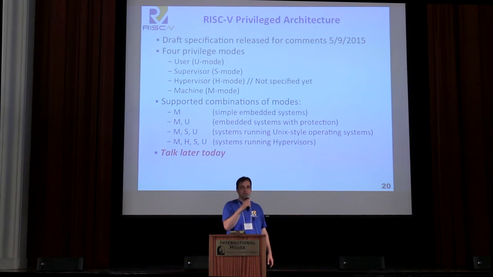The privileged architecture was released for comments over the last, in May, I guess. We were working on this for a long time. It came out finally, and we have the Unix ports and stuff up for that. So we support four privilege modes: user, supervisor, hypervisor, and machine, though you don't have to have all combinations.